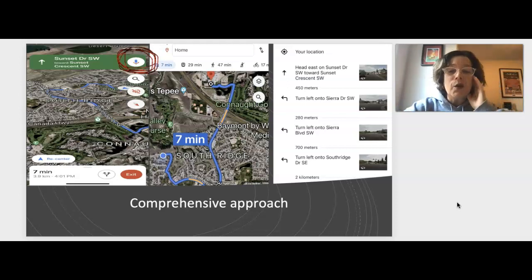To put it in a Google Maps analogy, a comprehensive approach is what you use when you are really unfamiliar with the area that you are in, and you will surely get lost if you don't have the support of the spoken directions, the visual blue line, and the written out directions. All of these together become absolutely useful and essential tools to get you to your destination.